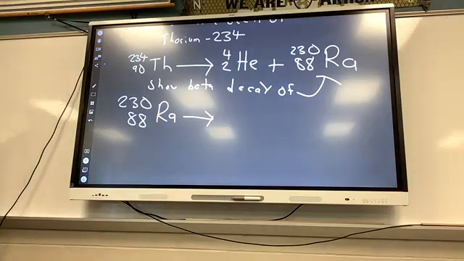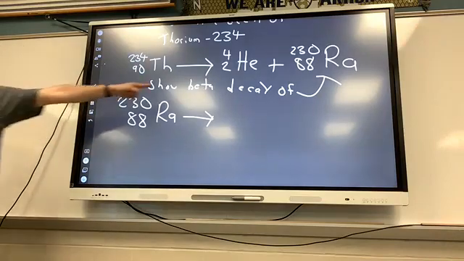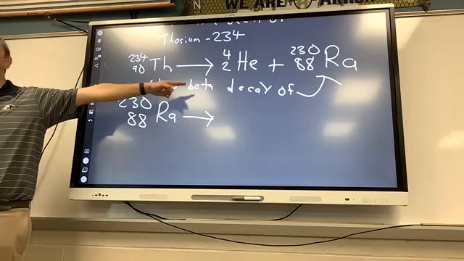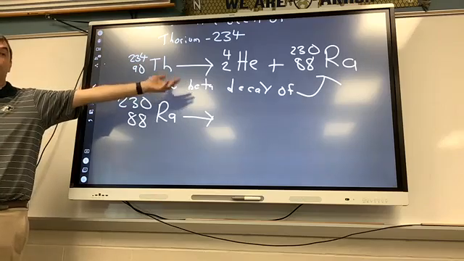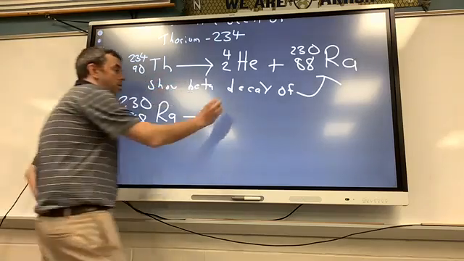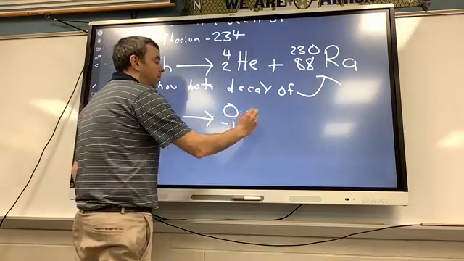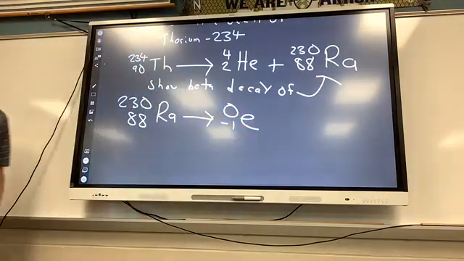What particle is that going to shoot off? It's going to shoot off a beta particle, which is an electron. Which is 0, negative 1, e. That's my beta particle, right? Yes? Okay.